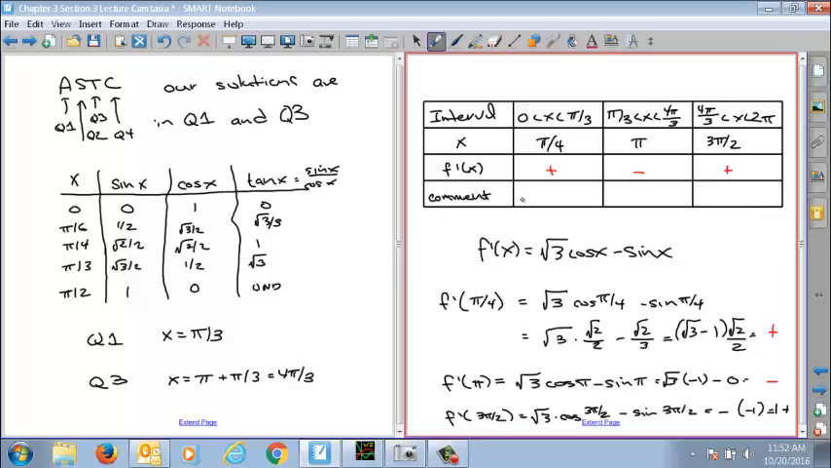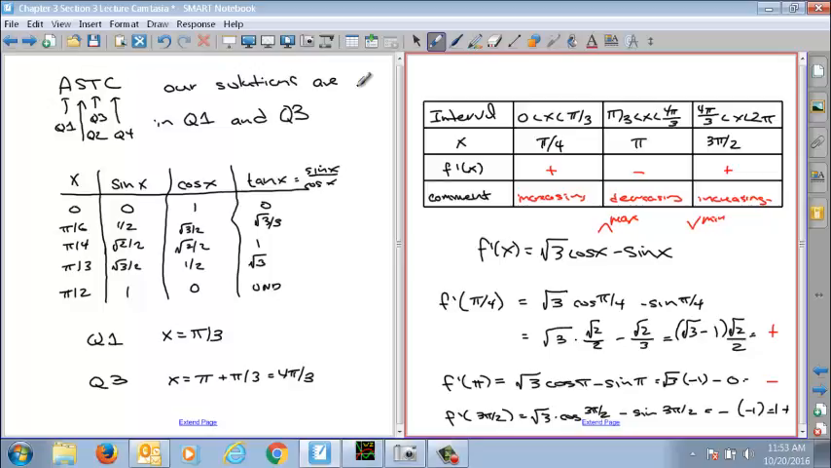So what we'll get is increasing, decreasing, increasing. So what that means is we're going to have a local maximum there, and we're going to have a local minimum. Increasing, decreasing, so it's a max. Here we have a minimum.